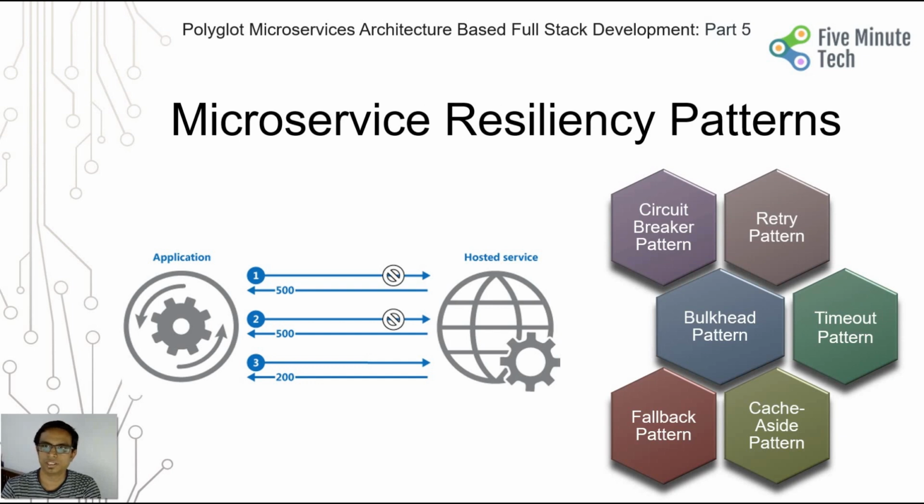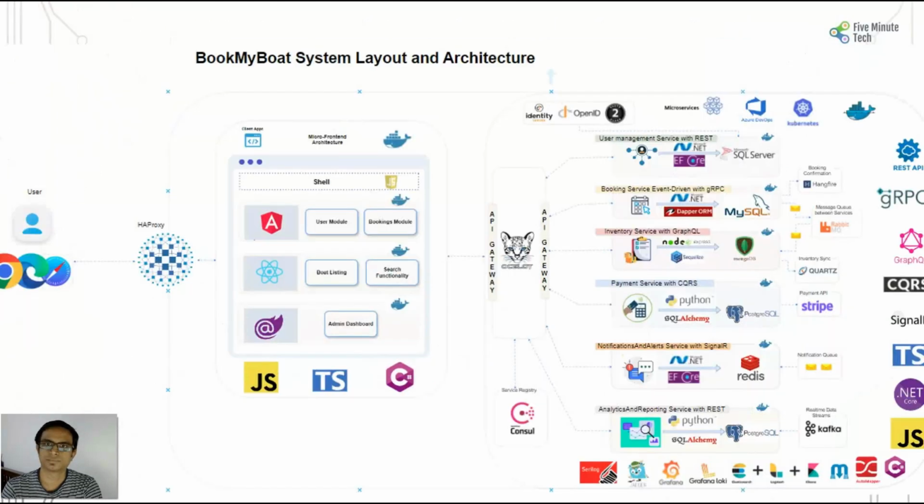Today we'll continue on our journey of learning more about microservices. In this part, we'll be talking about resiliency in microservices and the patterns associated with it. This is the fifth part of the series of learning the Polyglot microservice architecture, where we are developing an entire application full stack. So this is the full application layers that we are developing, and in this part we'll be talking about building resiliency into all these services.